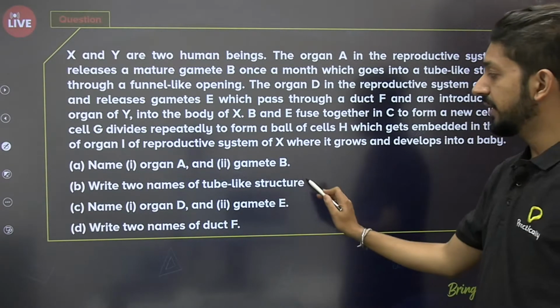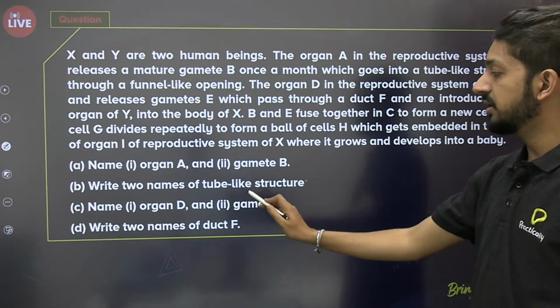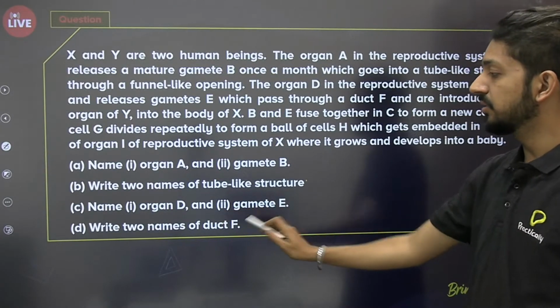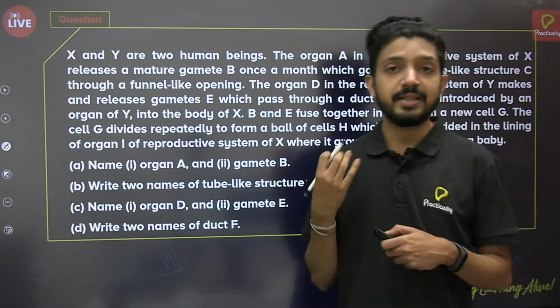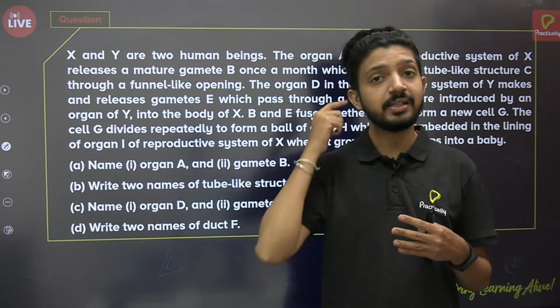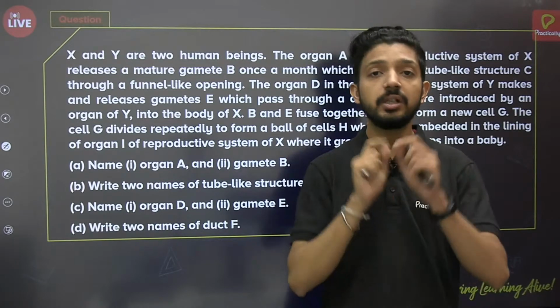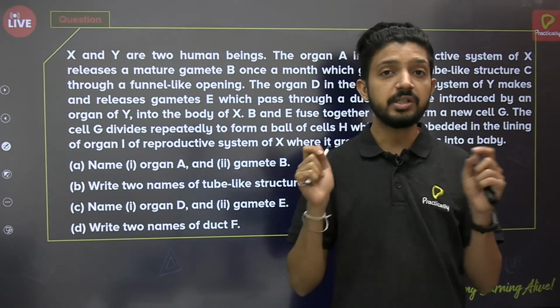Write 2 names of tube-like structure. Name organ D and gamete E. Write 2 names of duct F. Now in this question, as I said, this is a diagram based question and the diagram should be in your memory. You need not draw the diagram here. We just need to recollect.